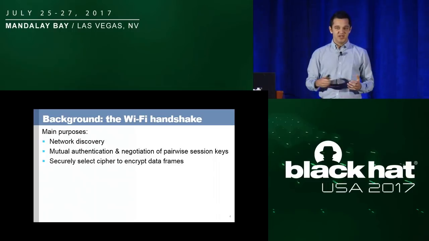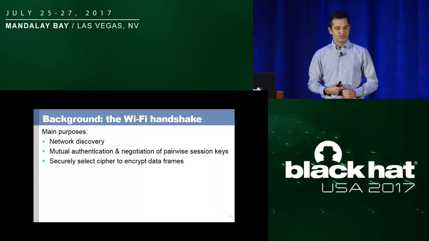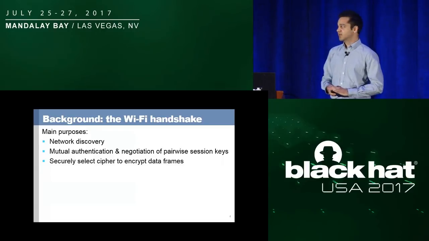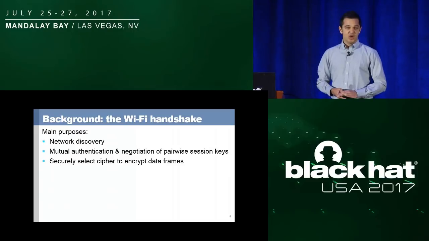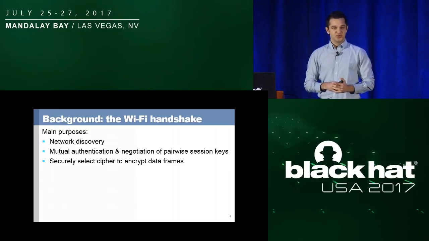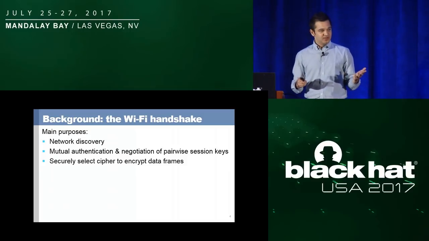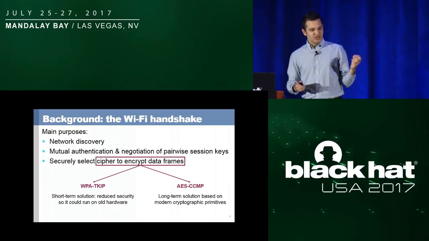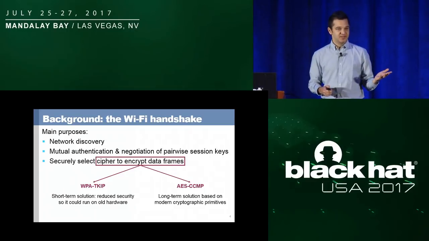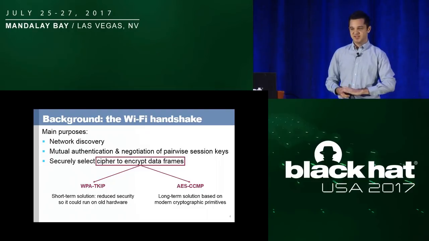As I mentioned, the Wi-Fi handshake is used mainly to negotiate fresh session keys, which are then used to encrypt actual data traffic, which is transmitted at a later point in time. The Wi-Fi handshake is, of course, also used to discover networks using beacons and probe requests. Additionally, it is used to select the cipher that you want to use, and it protects against downgrade attacks as well. After this handshake, actual Wi-Fi traffic is encrypted using a specific algorithm. These days, this algorithm is either WPA-TKIP or AES CCMP.